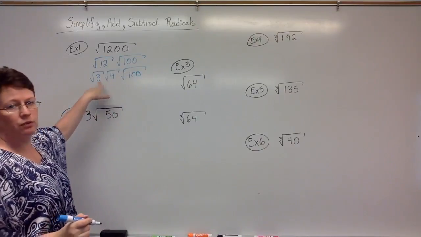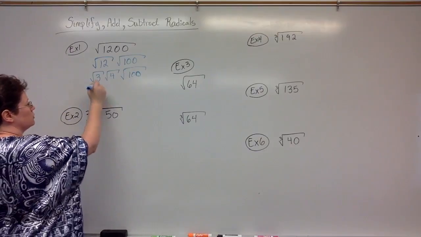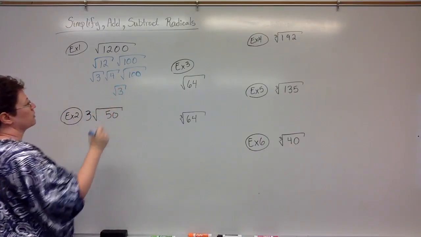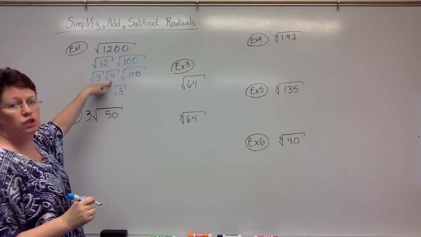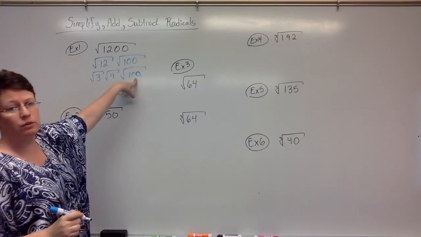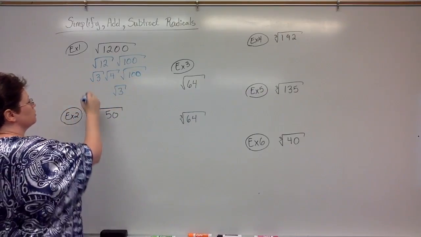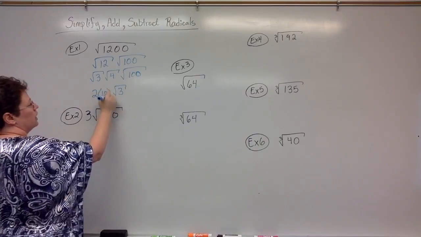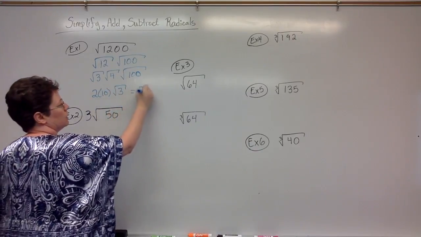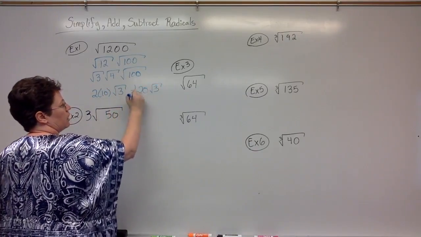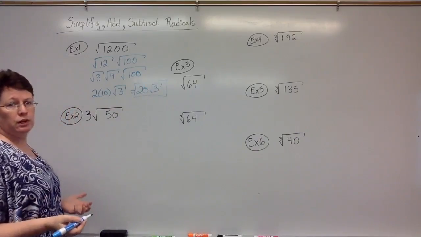What's the square root of 3? It's just square root 3. What's the square root of 4? 2. What's the square root of 100? 10. So we would write that as 2 times 10, which is 20. So the simplified radical would be 20 square root of 3.